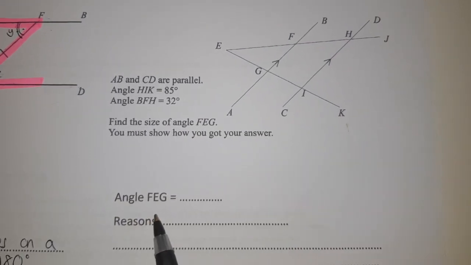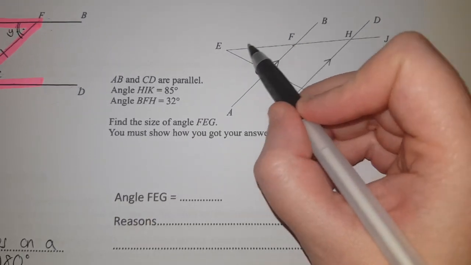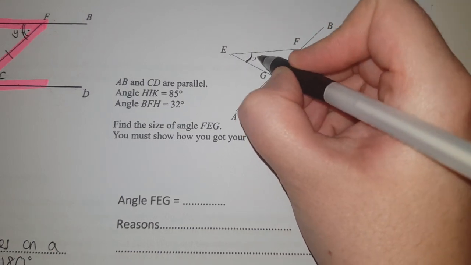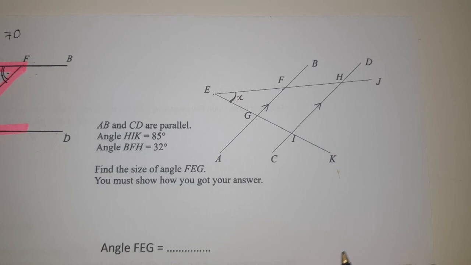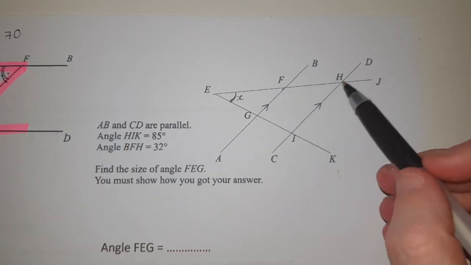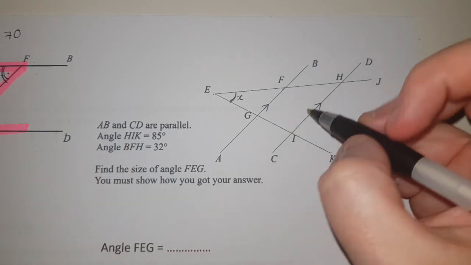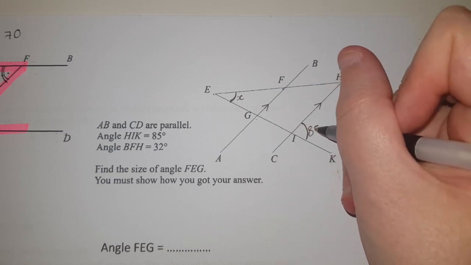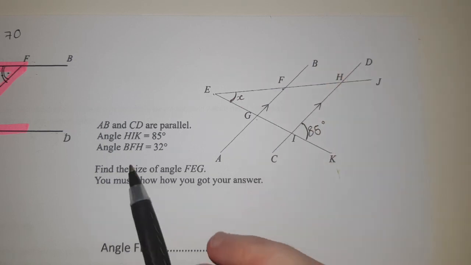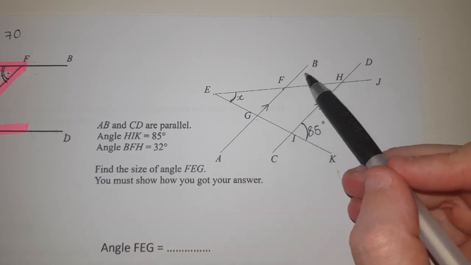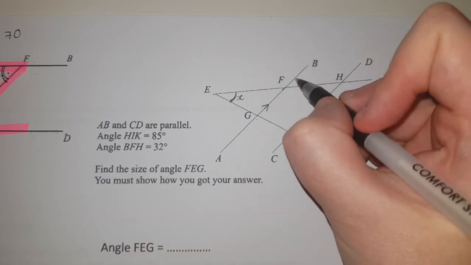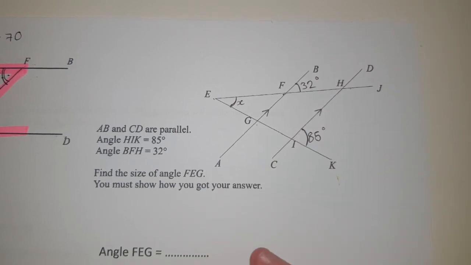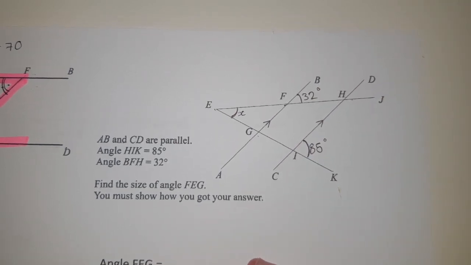Right, this one looks like a horrendous question. Okay, you've got angle FEG. Well, FEG means that you're finding or trying to find that angle there. So there's quite a few different bits going on. HIK, well, H to I to K means that this angle here is 85 degrees. You've then got BFH, so B to F to H is 32, so this angle here is 32. Hopefully labelling which one's which we're okay with so far.